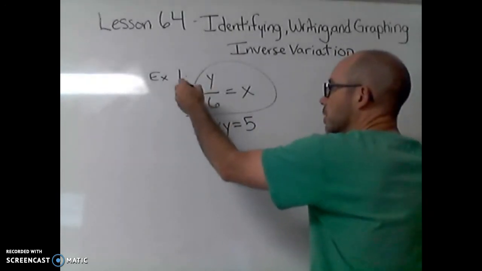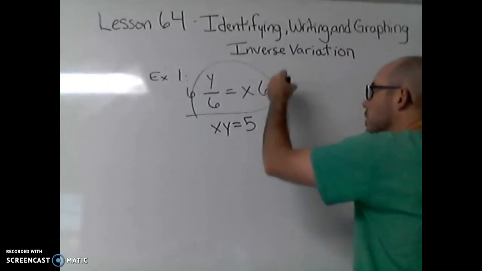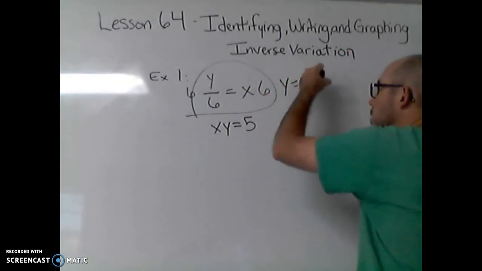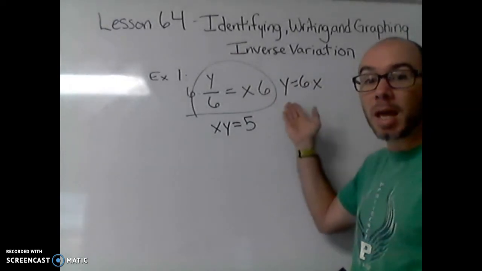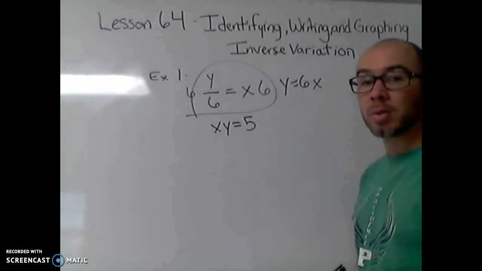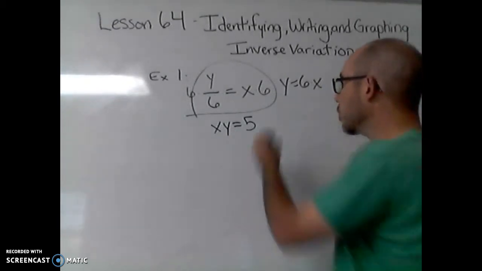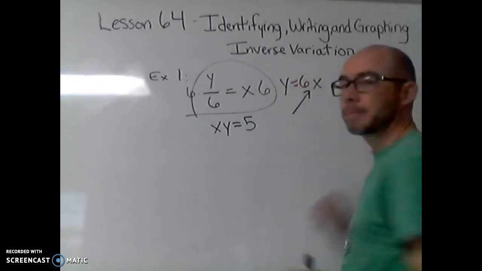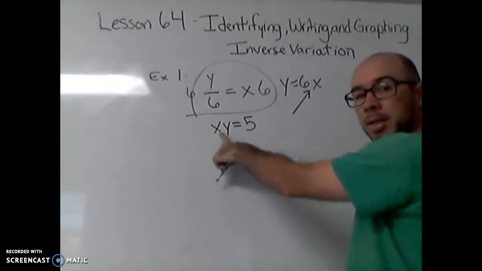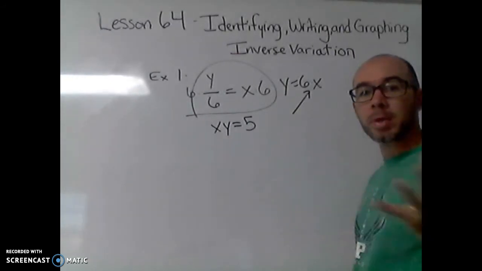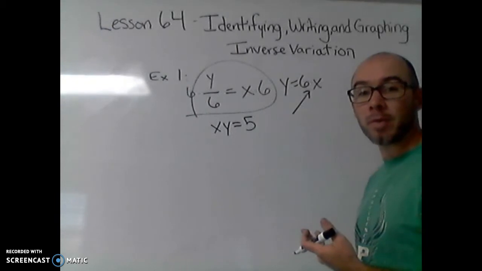So if you multiply both sides by 6, move it over to this side, we can rewrite this as y equals 6 times x. Okay, so k is 6. This is y equals k times x. That is direct variation. This graph would make a straight line. This one right here, you notice that it's a product, x times y, and we already know that was our key word for inverse variation that we were looking for today.